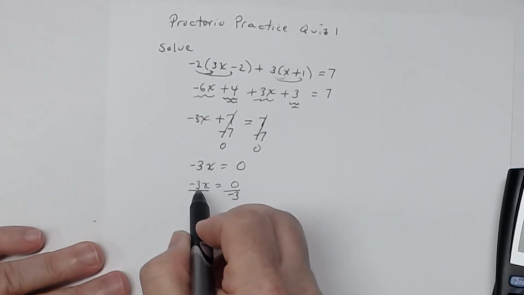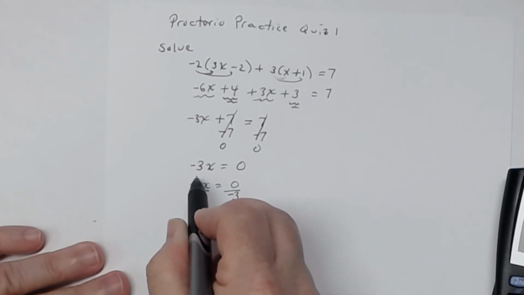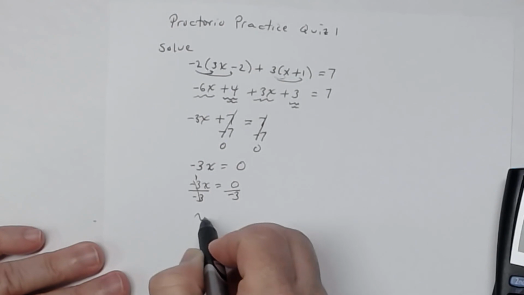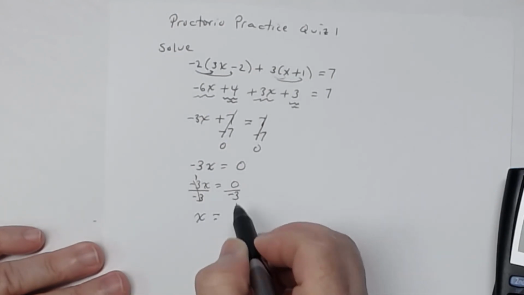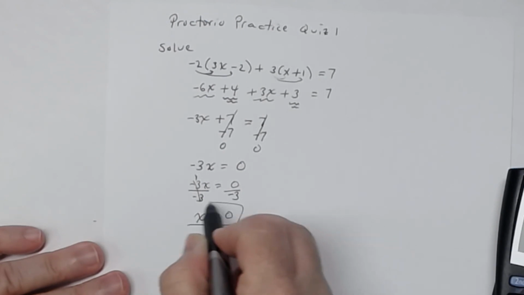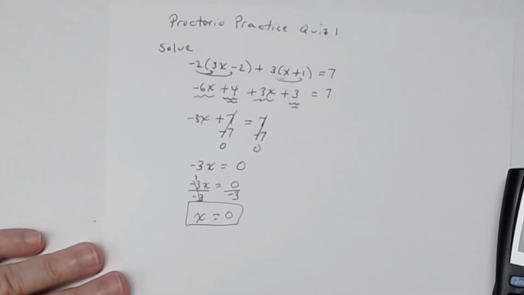And then now you're going to simplify. Negative 3 divided by negative 3 is 1. 1 times x is x, and that's what you wanted by itself. And that's going to equal, and then 0 divided by negative 3 is 0. And there's your solution. So the solution is x equals 0.